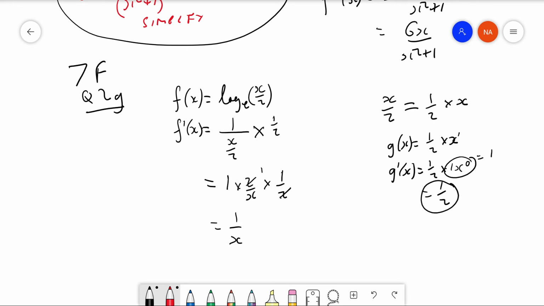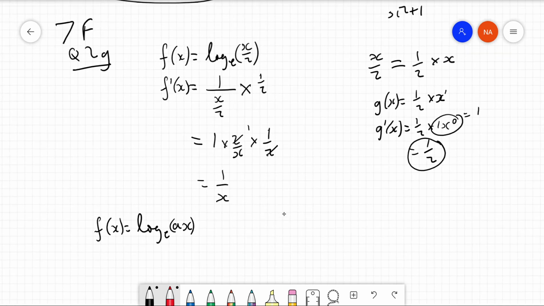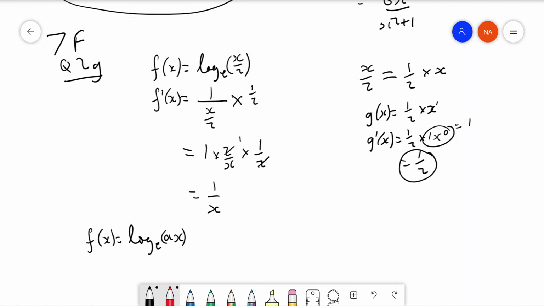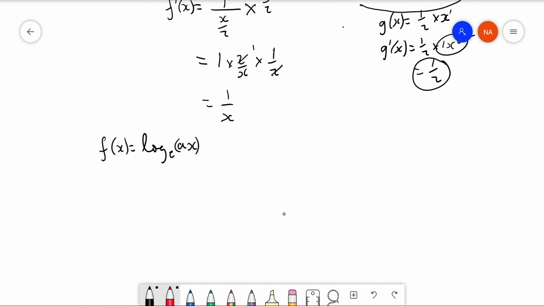Isn't that interesting? You get that whatever's next to the x each time. You'll find that in general, if your function is log to the base e of a times x. Now remember, if it looks like a fraction, you can write it like that if you prefer. But in general, if your function is any number times x, the derivative is equal to 1 over x. And the a by itself disappears.